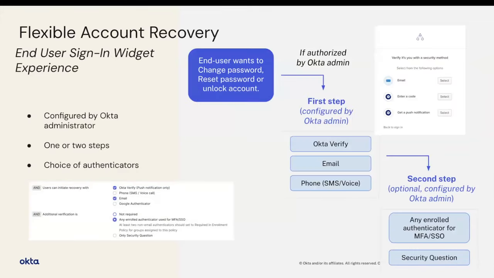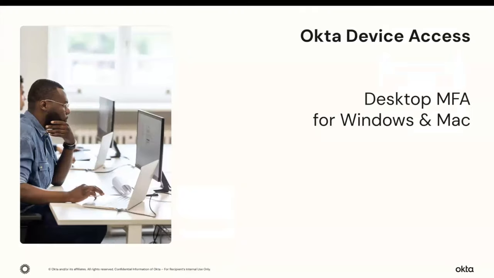And the logic, if you want, is the following. So you can have actually a two-step process if you configure it as such. So it could be one or two steps. You create your policy rule, as we saw in the previous slide on the left. And then when the users come in, they will be prompted with the UI and the ability to select one factor. And if there's a second factor, they will be prompted for a second authentication method. So kind of a map on how flexible account recovery works to align with what you've seen during the demonstration.